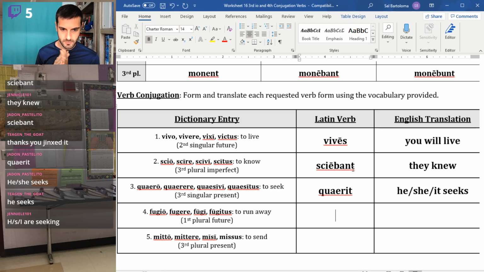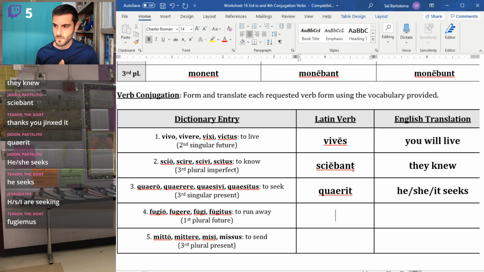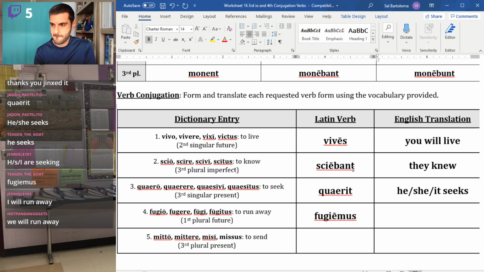First plural future for fugio, fugere, to run away. Oh my goodness, he can't be stopped. Fugiemus, right? We need the I because it's fugio, and we need the E to show that it's future. Fugiemus, translation, we will run away. Yeah. So first plural is we.